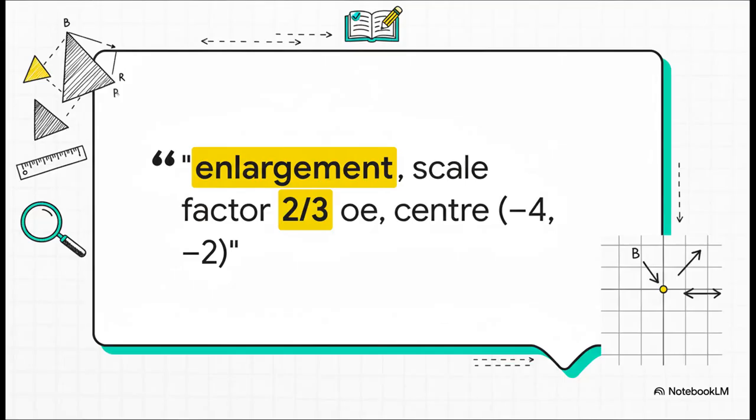So it all boils down to 3 things. Number 1, the type of transformation, which is enlargement. Number 2, the scale factor, which is 2/3. And number 3, the center, which is at -4, -2. These are the 3 ingredients for a perfect answer. Get all 3, you get full marks.